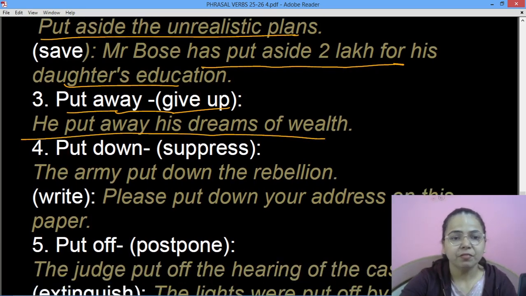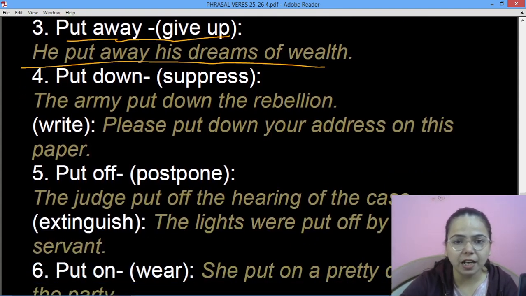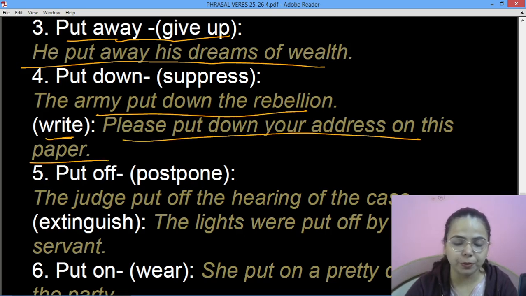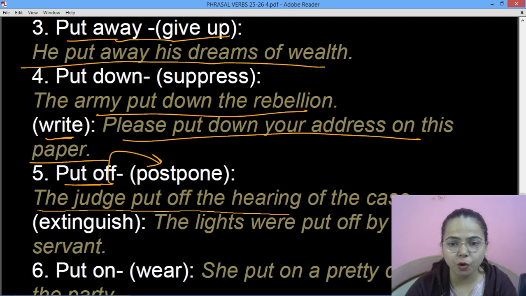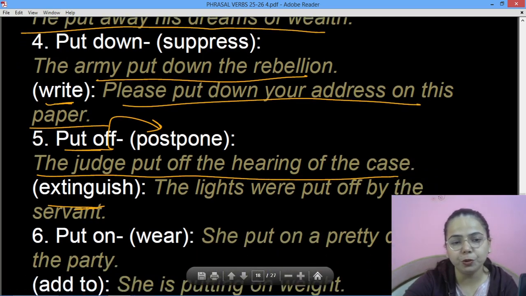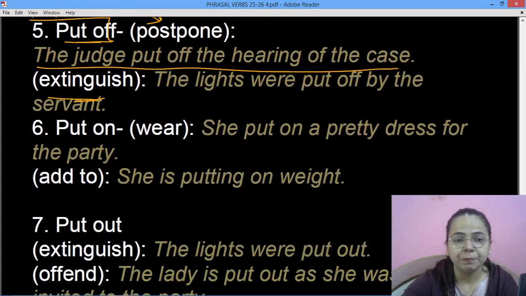Then put down means to suppress. The army put down the rebellion. To write something, please put down your address on the paper. Then put off means to postpone something. The judge put off the hearing of the case. Extinguish, the lights were put off by the servant.